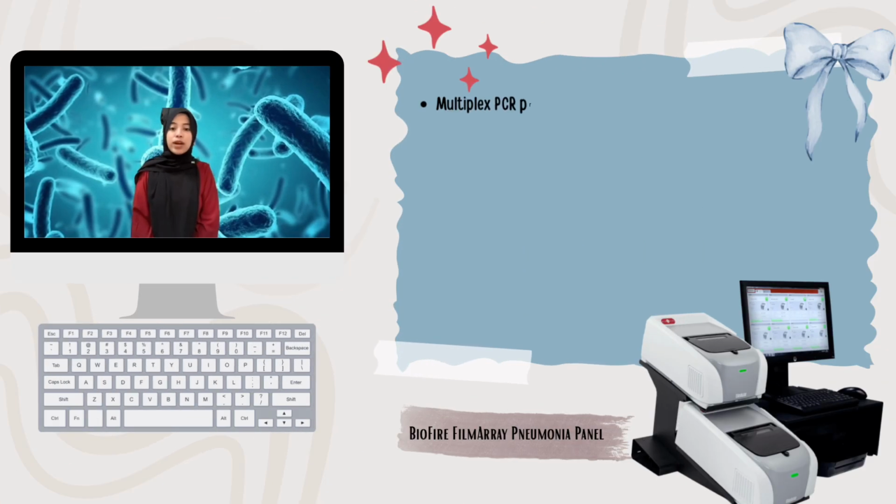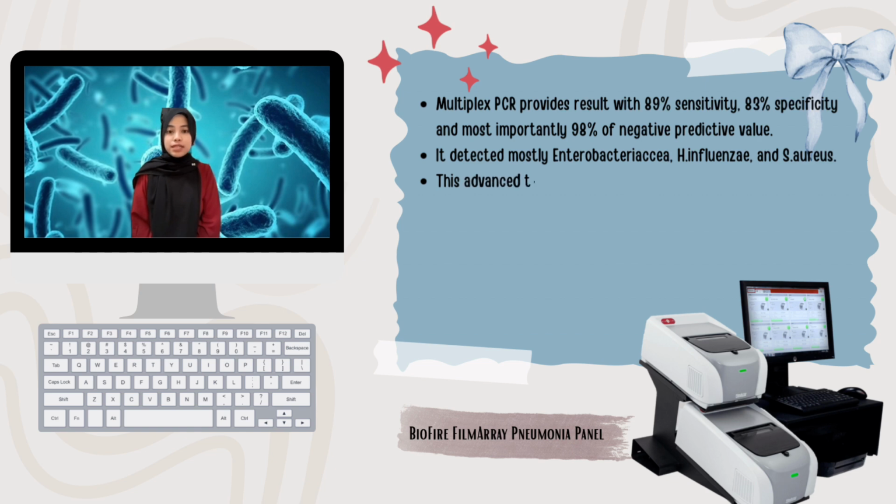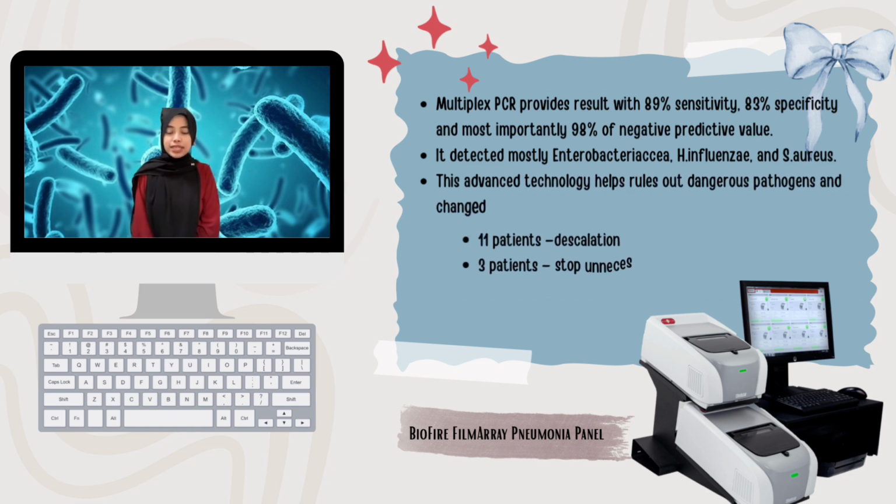Multiplex PCR provides results with high sensitivity, specificity, and also high negative predictive value. This is very important to rule out major pathogens such as Pseudomonas and MRSA. Based on the results from the research, it detected mostly Enterobacteriaceae, Haemophilus influenzae, and also Staphylococcus aureus. This fast and advanced technique helped change antibiotic therapy in 17.5% of patients.